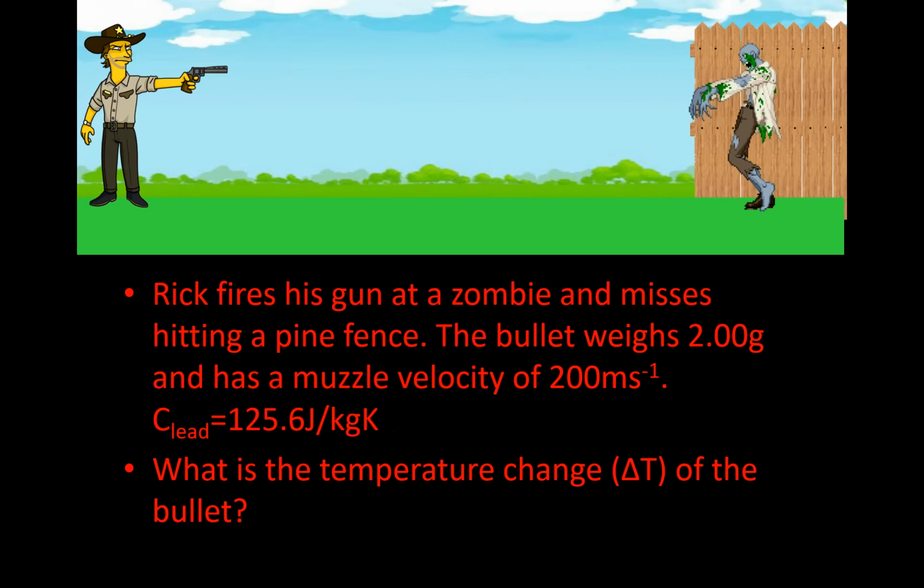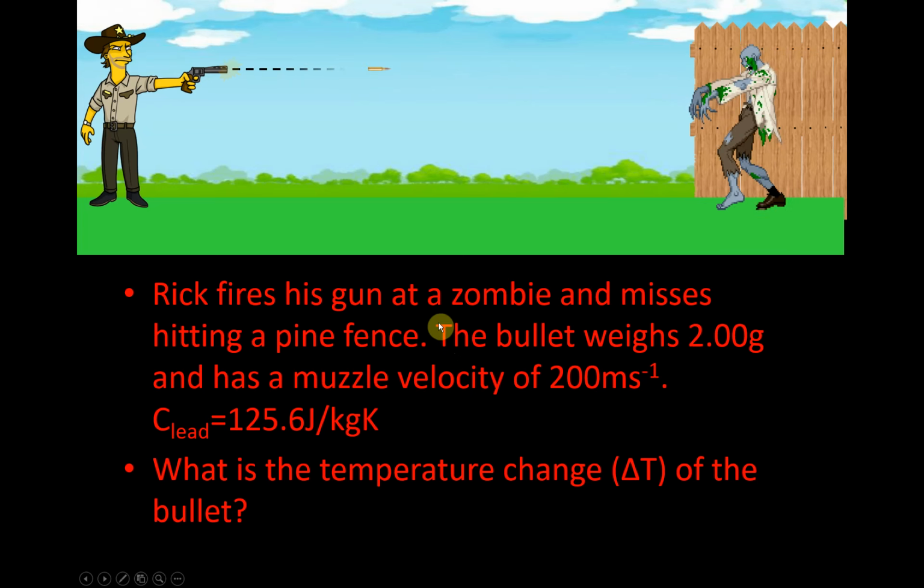So let's look at a particularly florid example, here ripped from the TV. So here is Rick about to fire at this zombie and misses the zombie and puts his bullet into a pine fence. The bullet weighs 2 grams, has a velocity of 200 meters per second, and you're given the specific heat of lead here in joules per kilogram Kelvin of 125.6. The question we have is what is the temperature change of this bullet?